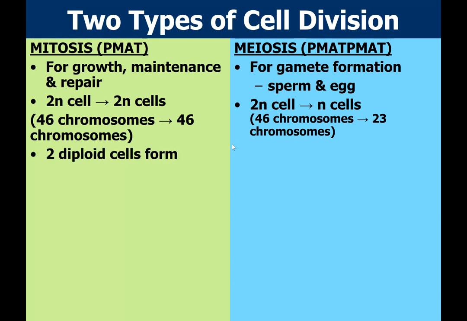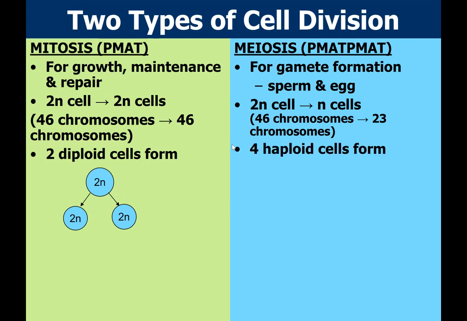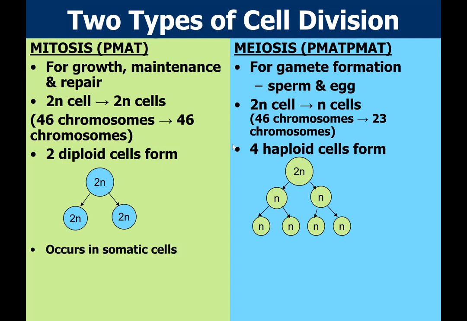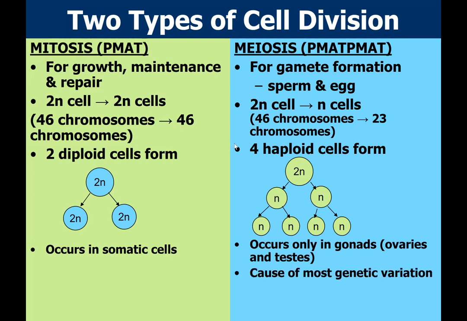In mitosis, two diploid cells form. So we start out with a diploid cell. It divides to produce two daughter cells, which are also diploid. In meiosis, 4 haploid cells form. We start out with 2N, which divides once to produce 2 haploid cells, and divides once more, in the end forming 4 haploid cells. Mitosis occurs in somatic cells, whereas meiosis occurs only in gonads, the ovaries and testes, and it is the cause of most genetic variation.